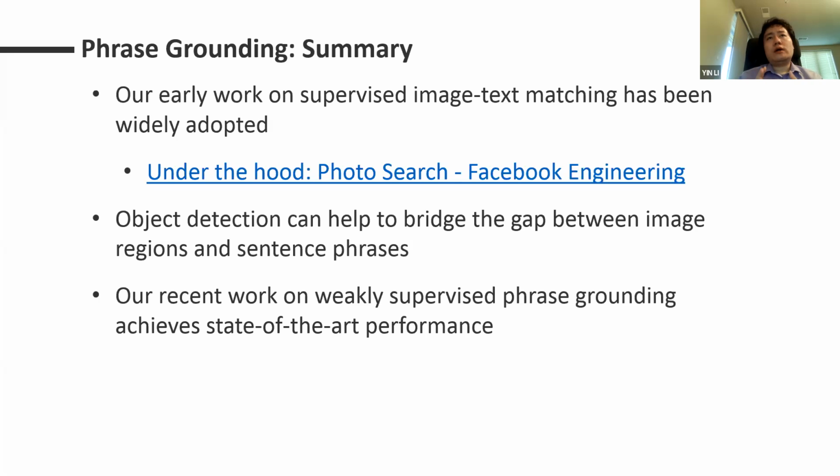Now, moving forward, we talked about this weakly supervised phrase grounding idea. The key idea is really to use the object detection to bridge the gap between image regions and sentence phrases. And our recent work on weakly supervised phrase grounding achieved state-of-the-art results on public benchmarks. So I'm going to pause here for a bit and see if there are any further questions.